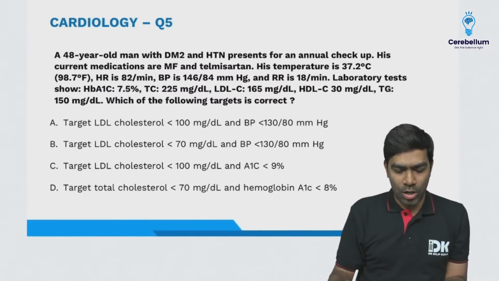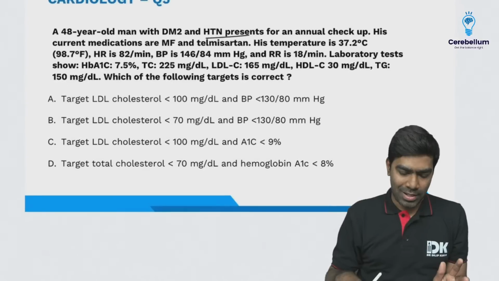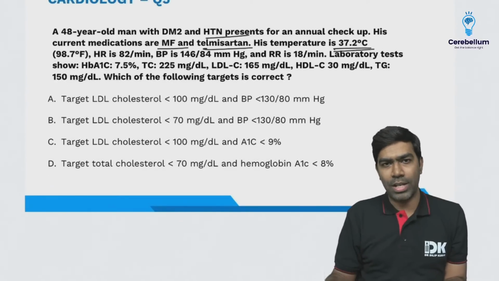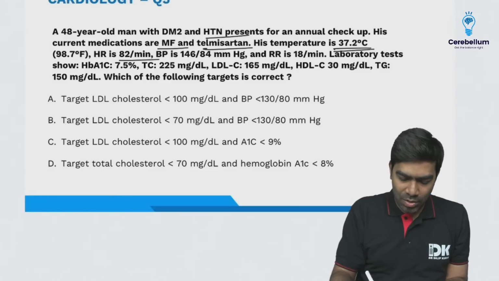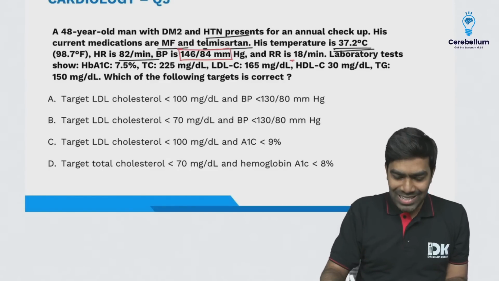You have a 48-year-old man with diabetes and hypertension presenting for an annual checkup. His current medications are metformin and telmisartan. His temperature is 37.2 degrees Celsius, which is normal. Heart rate is 82, normal. BP alone is somewhere around 146/84 millimeters of mercury. And respiratory rate is 18 per minute.